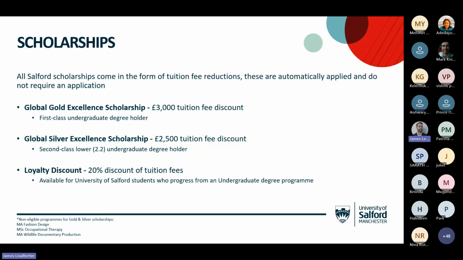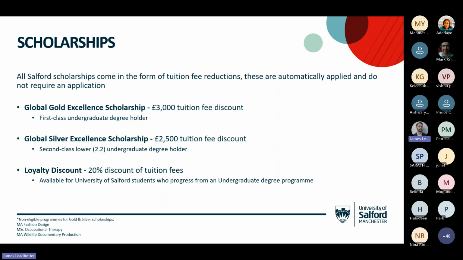They're automatically applied and do not require an application. So when you put in your application, if you've met the criteria for one of these scholarships, it should be automatically applied to your record. So the two main ones that we have are the Global Gold Excellence and the Global Silver Excellence scholarships. Now, these are based on academic merit.